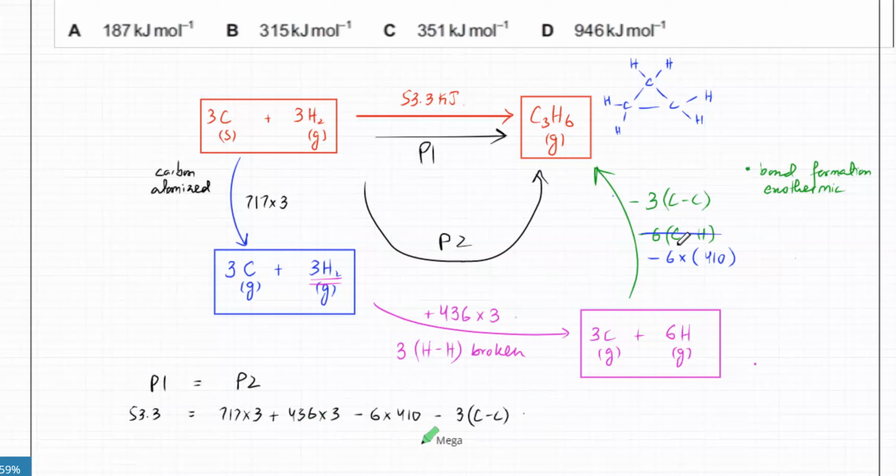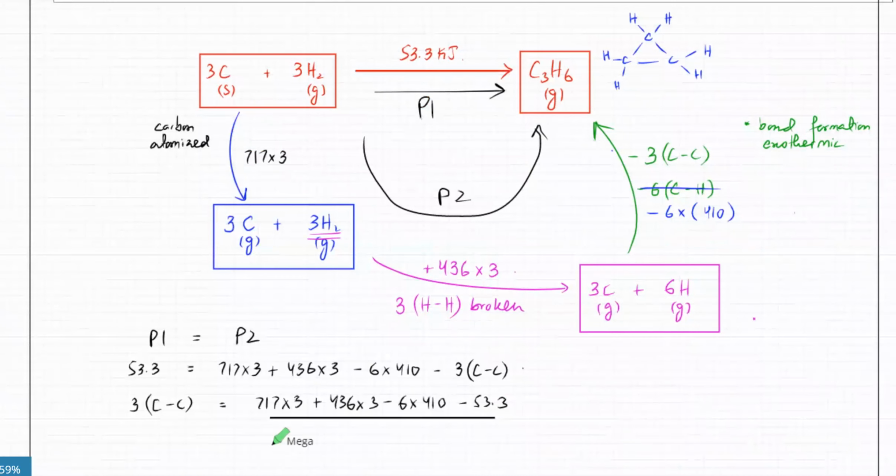So what can be done is just rearrange the terms. Bring the 3 CC bonds to the other side and the rest to this side. So can somebody calculate this? 717 into 3 plus 436 times 3. And it's -6 times 410. And you've got minus 53.3. And all you have to do now is divide everything by 3. So you get rid of the 3 on this side. And that's it.